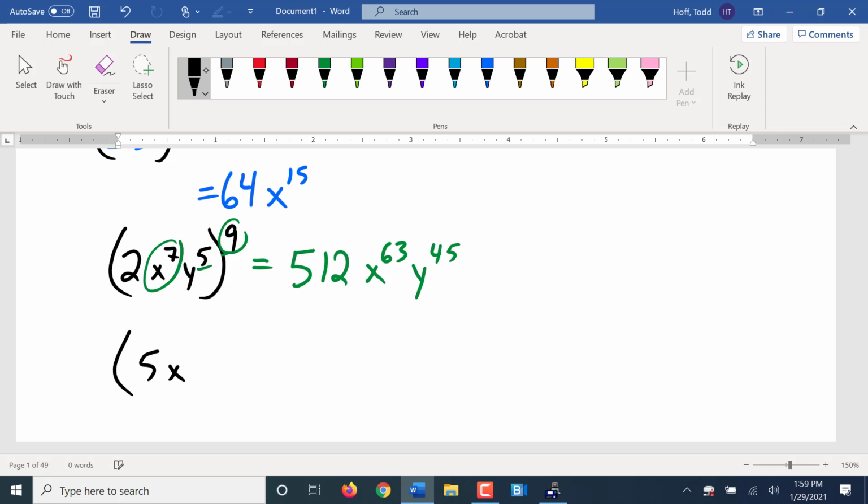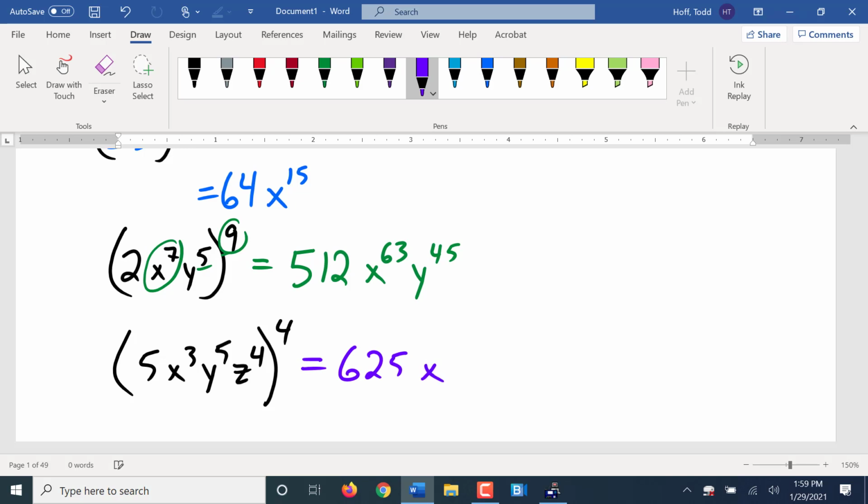5, x to the 3rd, y to the 5th, z to the 4th, to the power of 4. 5 to the 4th power is 625. X to the 3 times 4 is 12. Y to the 20th, and z to the 16th. Any questions on how I came up with any of those numbers?